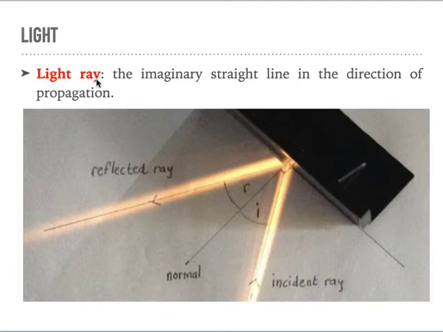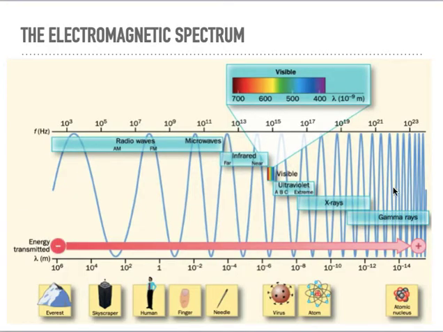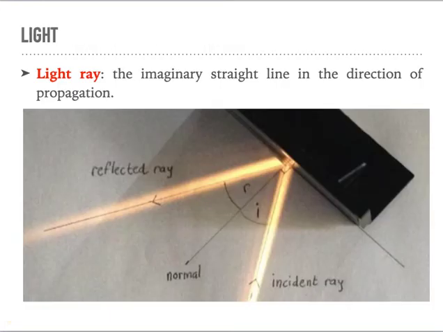You think this is a physical thing, but no, it's an imaginary straight line in the direction of propagation, because remember, the light is a wave, and it has this wave shape, like this one. The light is a wave, but because we see it with our eyes, we have the impression that there are some straight lines coming out of sources, and that's why we define this light ray. But it's an imaginary straight line, okay?